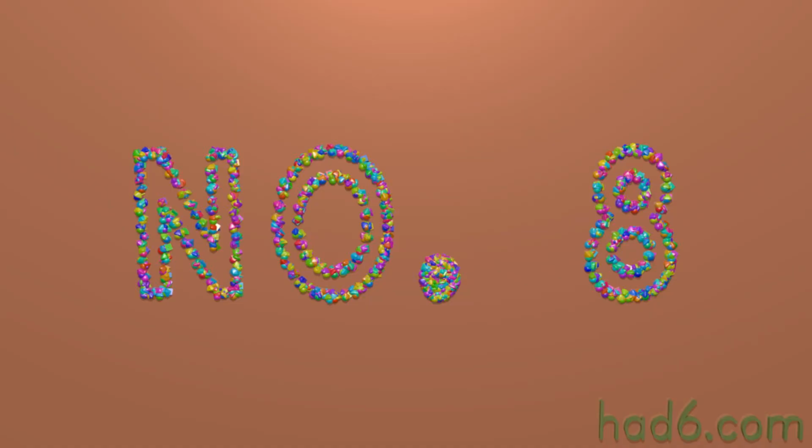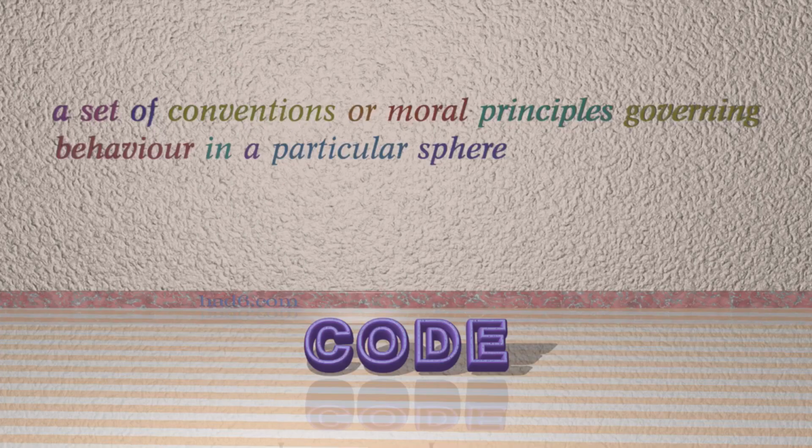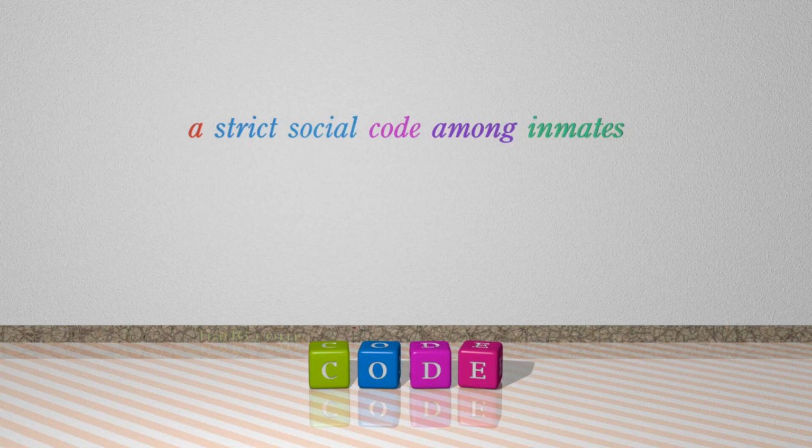Number 8. Code. Which means a set of conventions or moral principles governing behavior in a particular sphere. Code. For example, a strict social code among inmates.